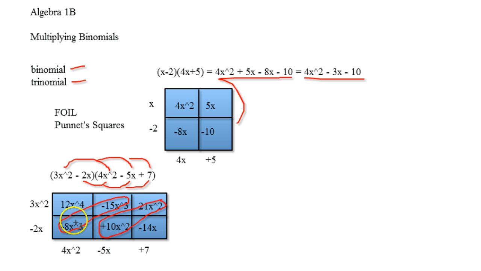Okay. Now, if those are both like terms, I can go ahead and add them. So this would be 12x to the 4th. Alright, negative 15 plus negative 8 is negative 23x to the 3rd. 21 plus 10 is 31x to the second, and then we're just going to have an old negative 14x.